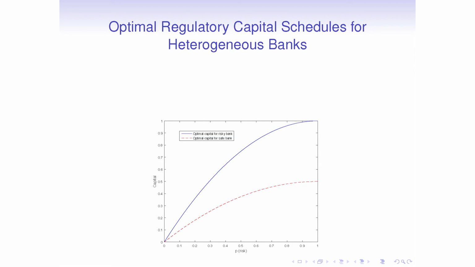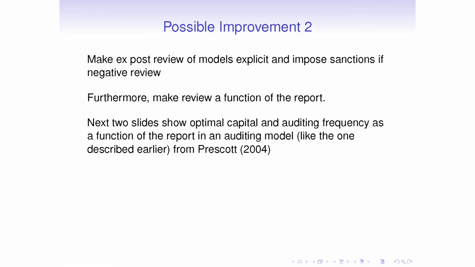So you'd have 2 schedules. You'd have one formula if you had low Tier 1 capital, I guess that would be this one, and if you had high Tier 1 capital, you have another. That's maybe the second obvious thing that comes out of this. I'll show you the most obvious one in a second. Another possibility, you can make ex-post reviews of models explicit and impose sanctions if there's a negative review.